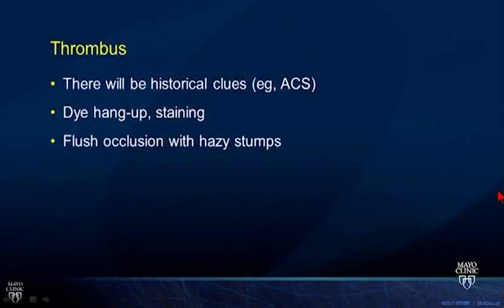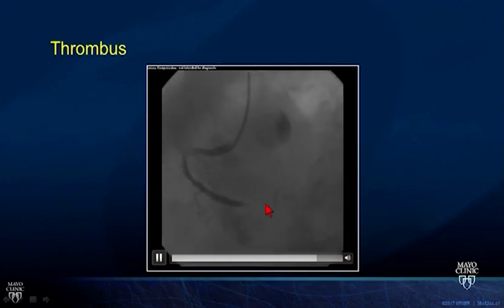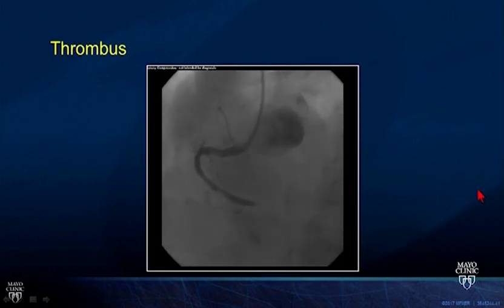Another key thing to be able to recognize is thrombus. There typically will be historical clues in the history, particularly in acute coronary syndrome, someone with recent onset chest pain. And the angiographic clues are dye hang-up, staining, or an abrupt cutoff, particularly a flush occlusion with a hazy stump. So here's an example of a patient with an inferior STEMI. You can see that there's dye hang-up in the distal right coronary artery in this LAO view, and there's also a relatively abrupt cutoff there. So for this patient, you would code thrombus and complete occlusion of the right coronary artery.